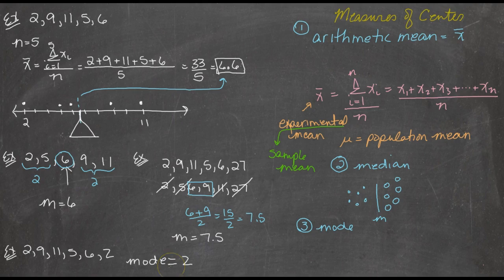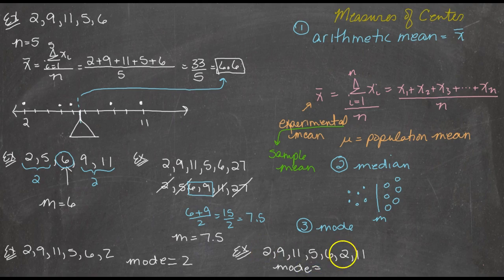Sometimes you can have a double mode. Let's see if I can do this without having to scroll down. So suppose I have the set 2, 9, 11, 5, 6. I have that additional 2, and I have an additional 11. Now I can say the mode for this set, it's bimodal.